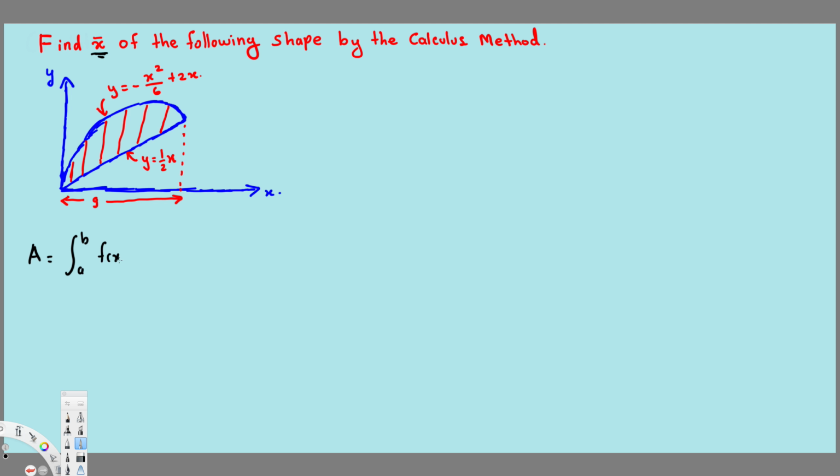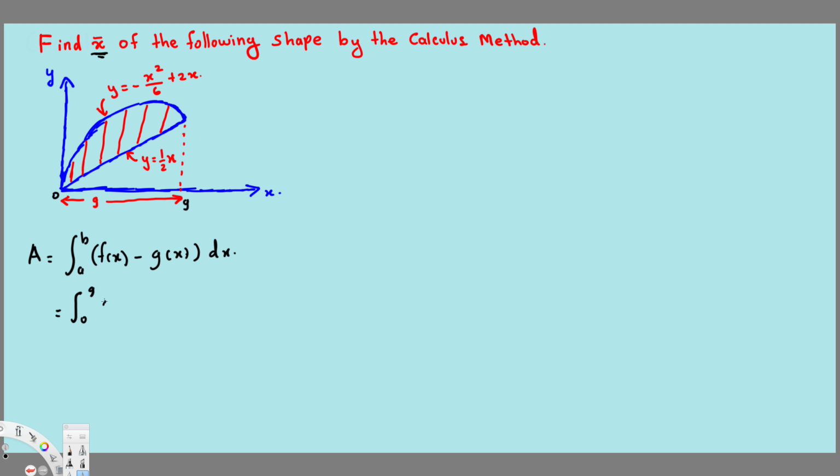that is the top function. The top function is minus x squared divided by 6 plus 2x, minus the bottom function, that is half x, dx. So this is the equation we are going to use to find the area. Here we know the limits of integration. This is going from 0 to 9. So our limits of integration are 0 to 9.